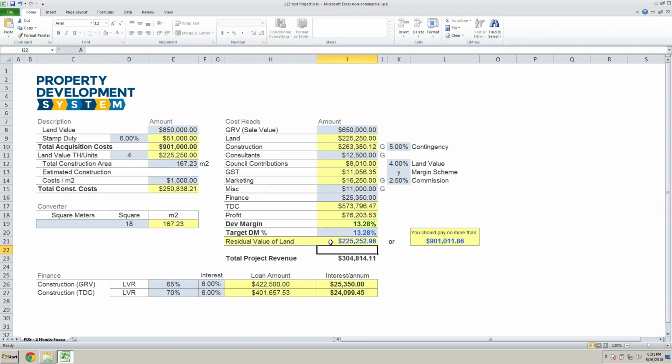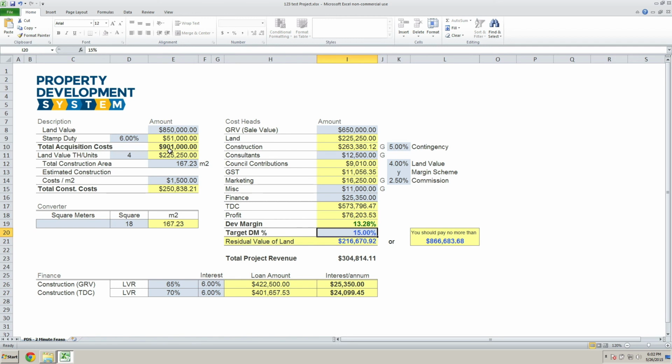Now don't confuse, there are different ways to calculate residual value of land. This 2-minute FISO only does that via development margin, so that I know that for me and the kind of projects that I'm doing, this is more than enough. All I want to know is how much I should be paying for land to make sure that I make at least 15% development margin. Bang, I can't afford to pay more than $867,000. So, I make 15% on it. So make sure that you do that.